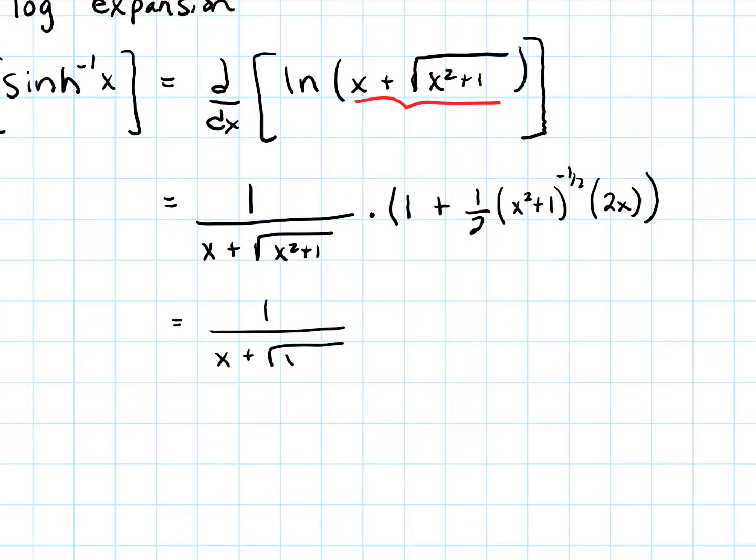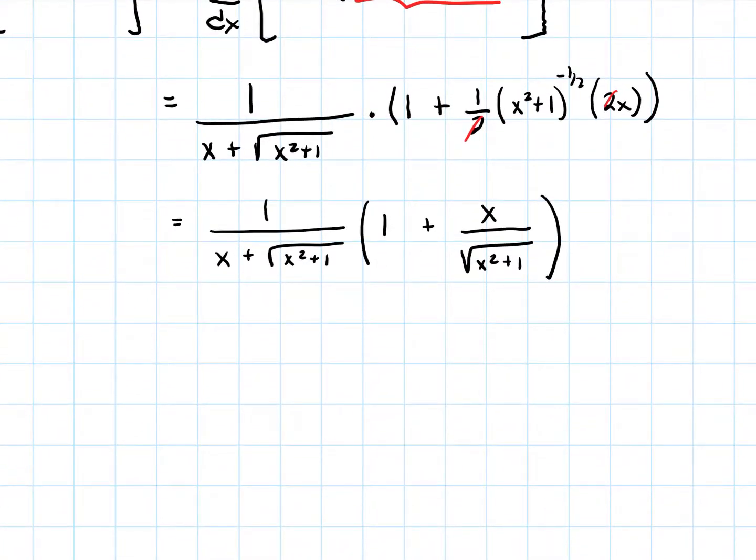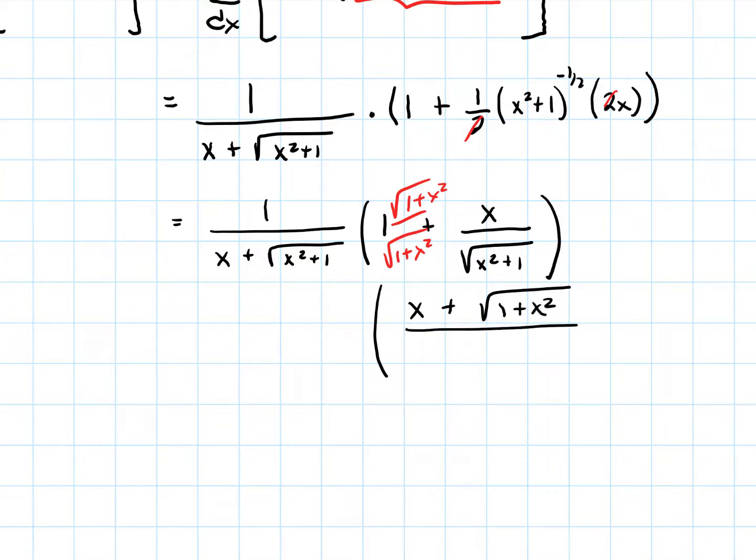So x plus the square root of x squared plus 1 times, then we get 1 plus x over the square root of x squared plus 1 when I simplify. Drop the negative exponent down and reduce the 2's and put the x on top. And so then let's go ahead and find a common denominator here, 1 plus x over the square root of 1 plus x squared. So this part becomes in the top x plus the square root of 1 plus x squared, and in the bottom, the square root of x squared plus 1.